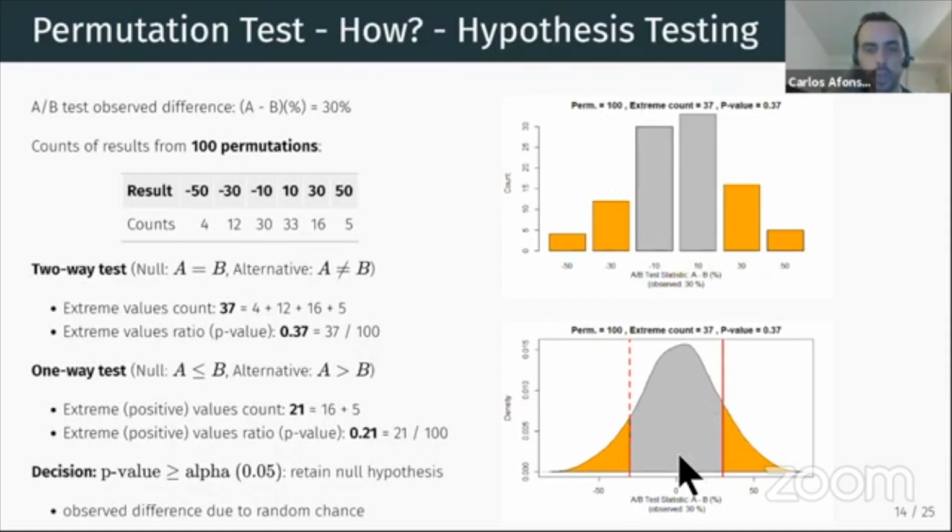Here, this is a density plot. The area under the curve is 1 as the total probability, and the area in orange is also probability, it is the p-value. That's the probability of finding values that are as extreme or more extreme than the observed one, the 30% observed in the A/B test.